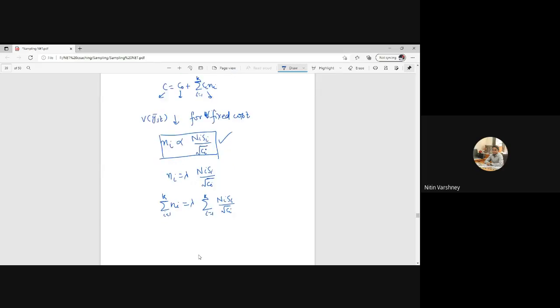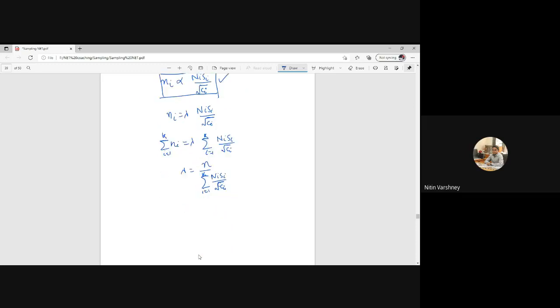So this is lambda. Lambda is equal to n upon summation i equal to 1 to k of NiSi upon under root Ci. So I can put the value of lambda here, and I will get ni equal to n upon summation i equal to 1 to k NiSi upon under root Ci, into NiSi upon under root Ci.